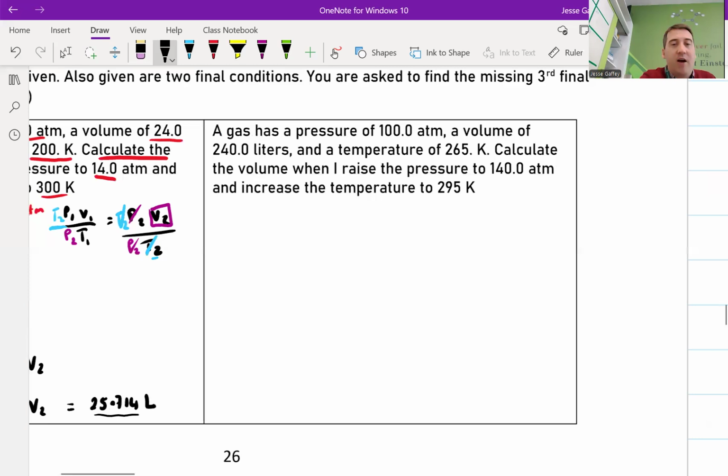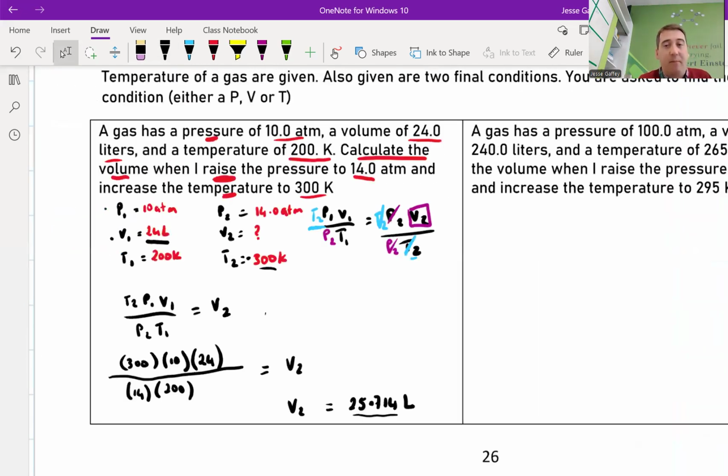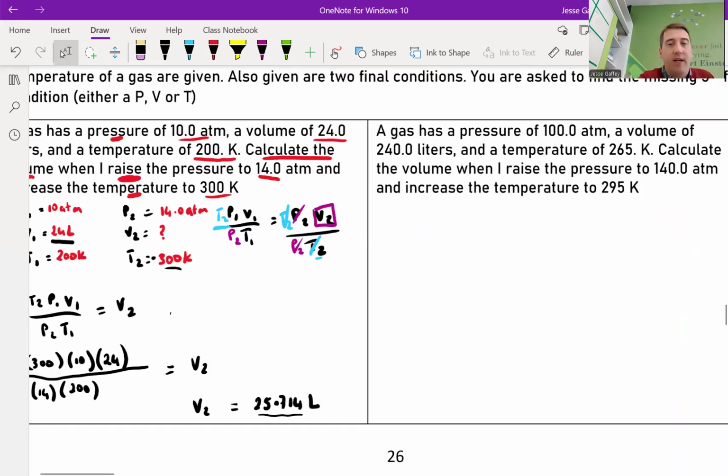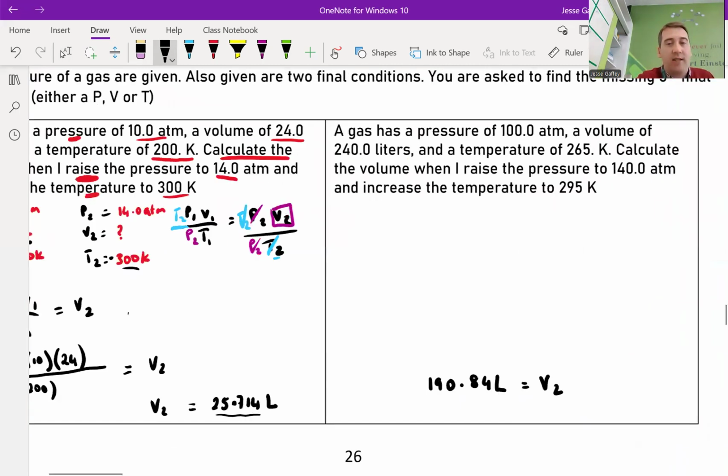Right, guys, I'm going to ask you now to pause the video and take that down as an example. Then I'm going to get you guys to have a crack at this one. Okay, so pause the video and have a crack at this one. Okay, so I'm just going to give you the answer here. If you didn't get this, you need to have another little look at it. You should have got 190.84 liters, and that was going to be your V2. So that was solving again for V2, so same rearrangement as in this other worked example.